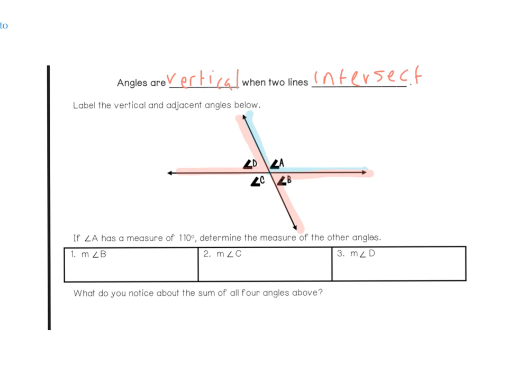An easy way to remember this, angles are going to be adjacent if they are next to each other, and you probably want to make a note of this. Adjacent angles are next to each other, they share a common side and vertex. So we said that angle A is adjacent to angles B and D.